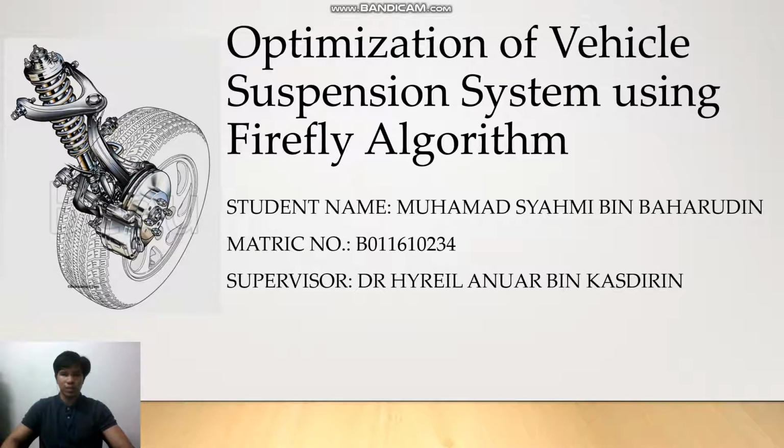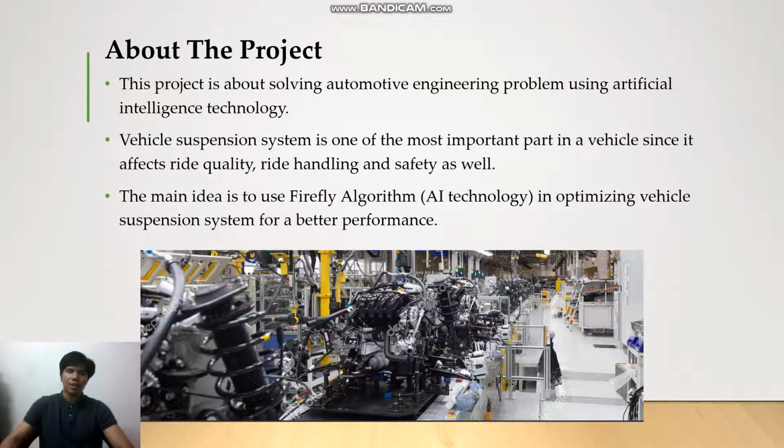In this video I am going to present about my project, which is optimization of vehicle suspension system using Firefly algorithm. My supervisor for this project is Dr. Hairil Anwar bin Kastirin. So this project is basically about solving automotive engineering problems using artificial intelligence technology.